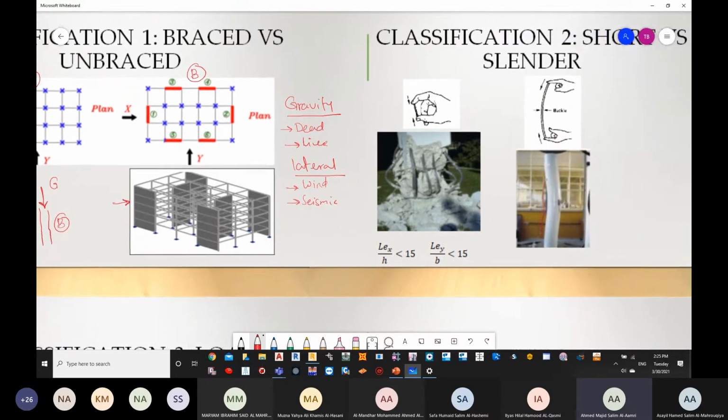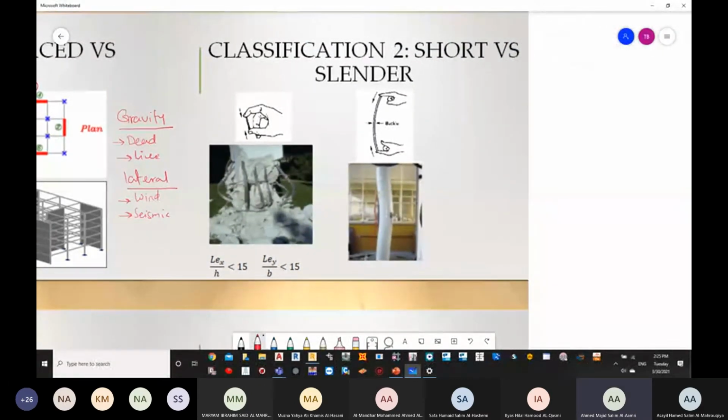The second classification we should know about is whatever we call short or slender. Once again, this is something that you have studied in your Design of Structures 1 and Design of Structures 2. There is some kind of classification in which you will say that this particular element is a short element, or this particular element is considered a slender element. The BS code specifies it by a ratio of LEX over H and LEY over B.